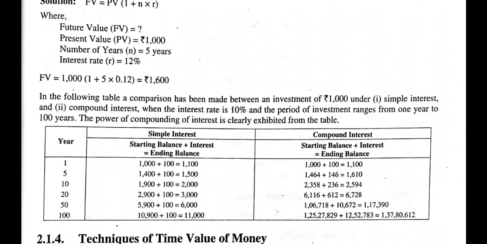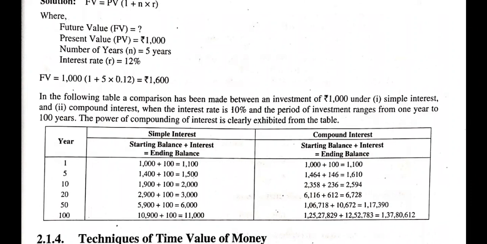Okay, there are totally 1 year to 100 years as the period of investment, and the amount of investment is 1000 rupees and the interest rate is 10%. Let us start with the first year. In first year, the simple interest will be, of 1000, 10%, it is 100 rupees. So the total future value will be 1100, right? After 1 year the future value will be 1100.